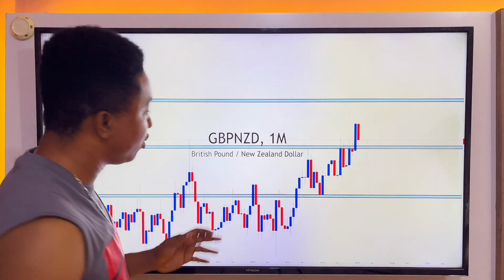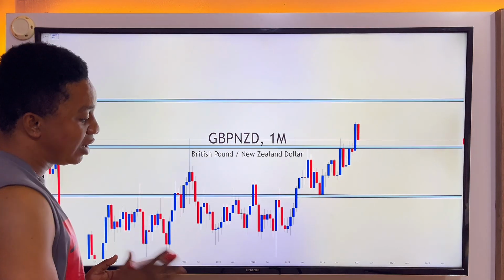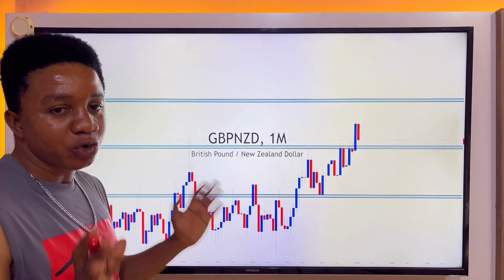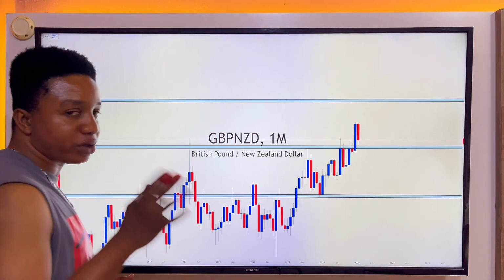Alright, so the next pair on the list is GBPNZD. Now, GBPNZD, we're also going to take our time, understand the flow of the market, know where the direction of the market is going so that we can pick entry into that direction. So all right, so let's start.